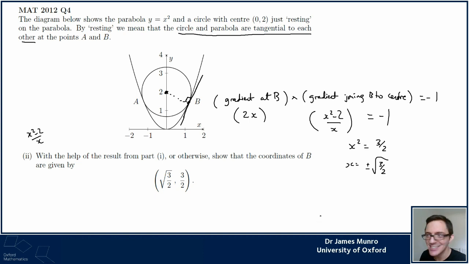They don't actually tell us that B is the one with positive coordinates, but let's just assume that B is bigger than A. And if we assume that B is bigger than A, then x is equal to root 3 over 2. Oh, and I suppose the y coordinate is x squared. X squared is equal to 3 over 2.